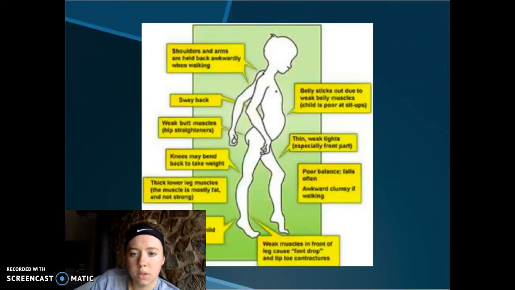This is another visual that shows those symptoms. So you can see weak joints, so knees bent, weak muscles in the front causing a foot drop, belly sticks out due to weak belly muscles, sway back due to weak back muscles, shoulders and arms held back awkwardly. So overall, you can basically just see that that person is weak overall.